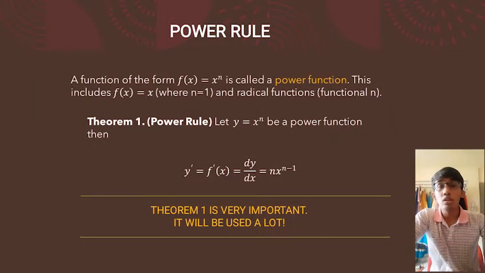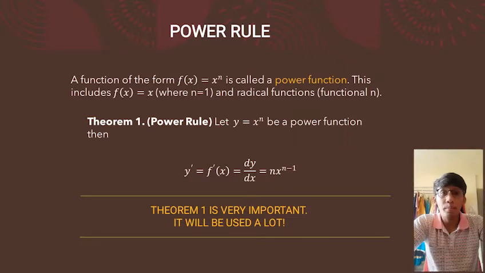Today I'm going to talk about power rules. Power rule is a function of the form f(x) equals x power n. It's called a power function. This includes f(x) equals x where n equals 1, and radical functions. Theorem 1, power rule: let y equal x power n be a power function, then y prime equals f prime of x equals dy/dx equals n x power n minus 1.